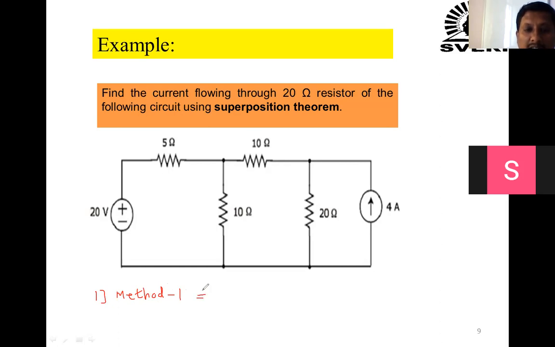So what is method 1 here? All sources are independent. All sources are independent sources.